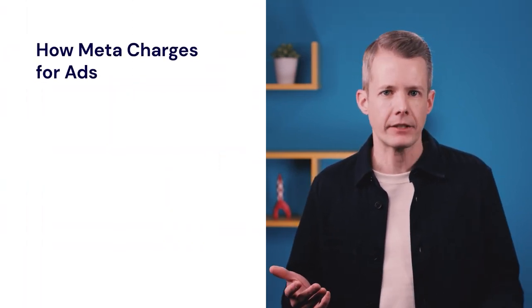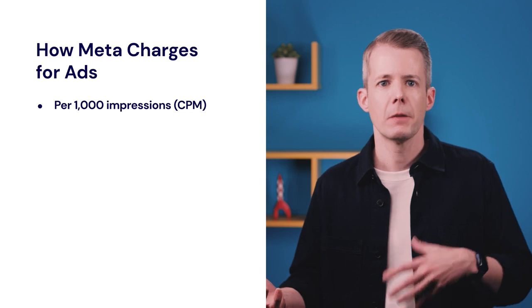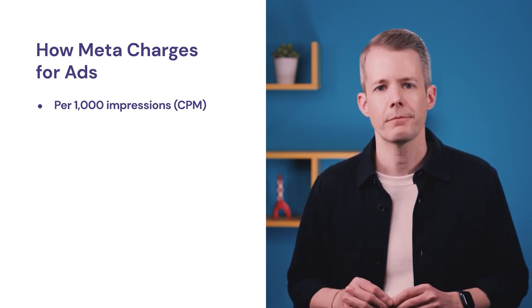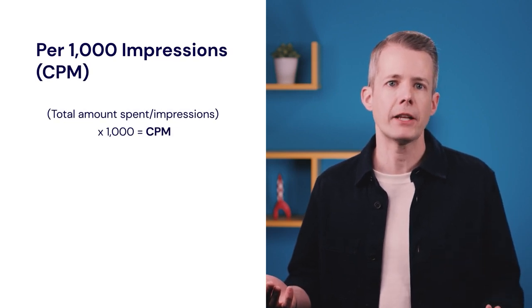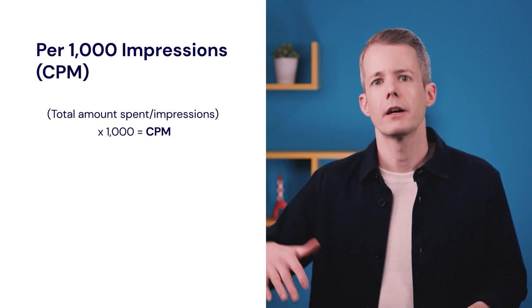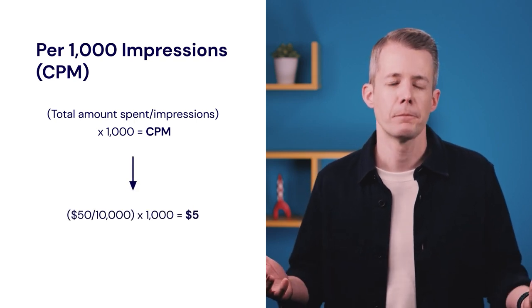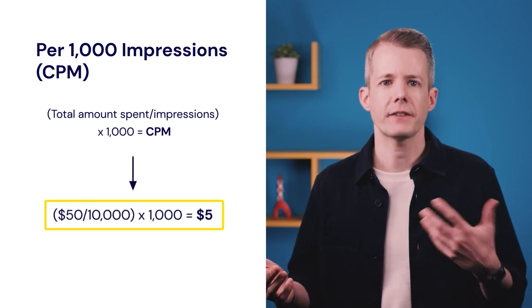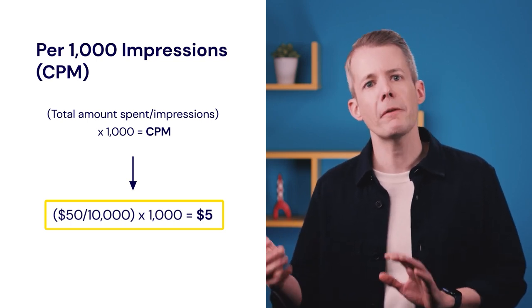So now that you understand the auction, how does that relate to how much you're charged for an ad? Billions of auctions take place every day across the Meta family of apps, and often with far more than two companies. Every time you see an ad, it's the result of an auction, and Meta only charges you for those ads when you win the auction. Meta charges you by the number of times your ad is displayed to someone, also known as an impression. Meta charges on a 1,000 impression basis, also known as CPM, or cost per thousand. CPM measures the total amount spent on an ad campaign divided by impressions multiplied by 1,000. Here's an example. If you spend $50 on your ad and got 10,000 impressions, your CPM will be $5.